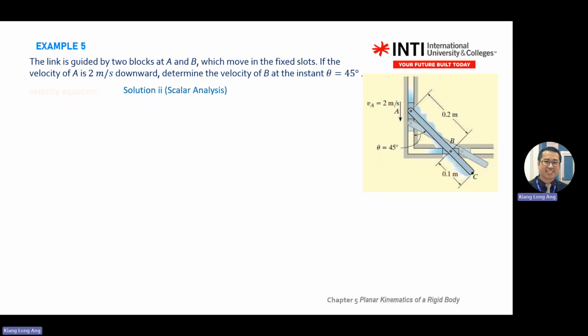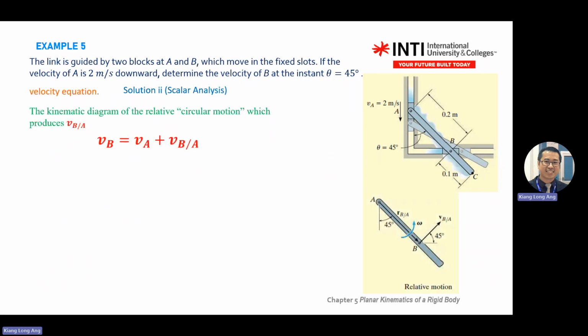Second one, I think most of you like this one, so you're using the scalar method. So you draw the diagram. You transfer the motion into this diagram. So A to B, and you know that B is moving this way, but because this is rotating, your VB stroke A is in this direction, right? And the omega is anticlockwise, 45.